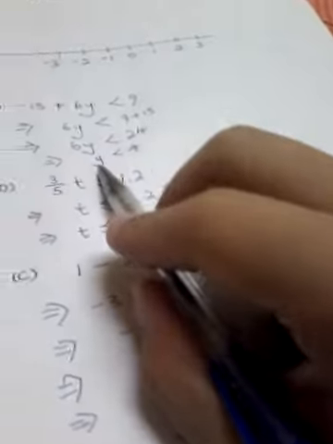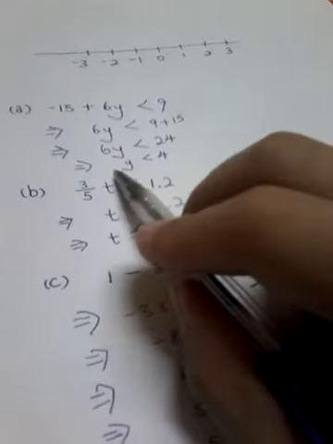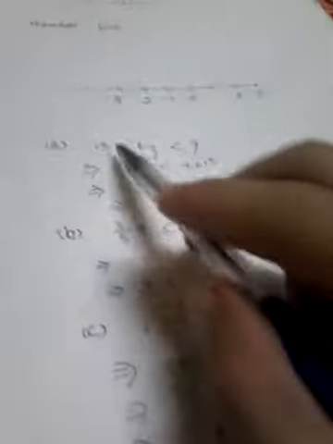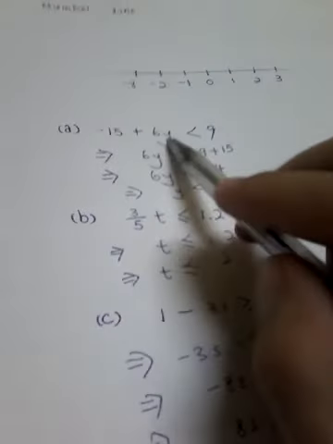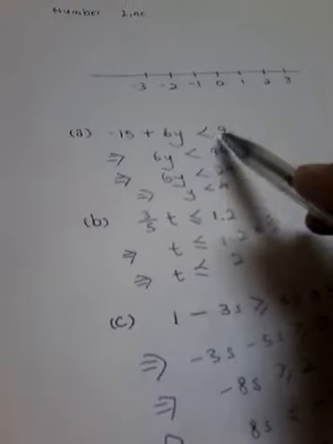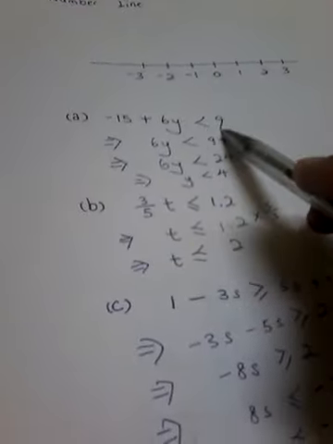Okay, check back your answer. How do we do so? Let's look at this. y is smaller than 4. Think of a number. So y can be 0. So minus 15 plus 0 gives you minus 15. Minus 15 is smaller than 9. Correct. So this is correct.